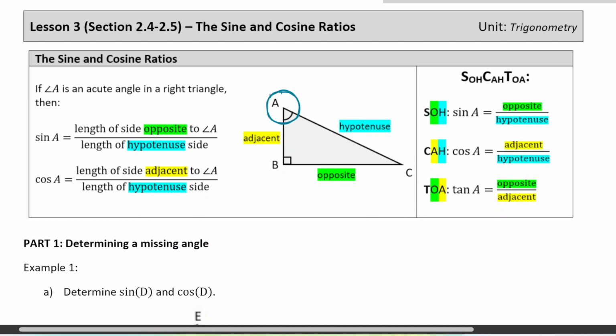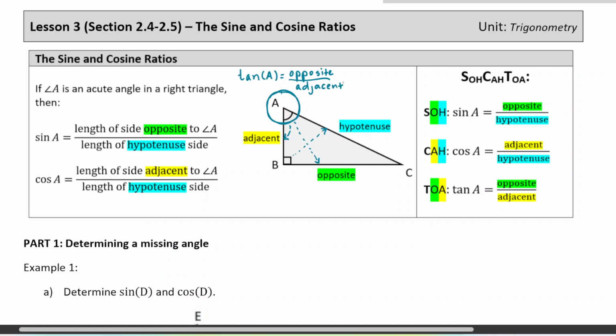So we still label the side that's opposite to angle A the opposite, and the side that's adjacent to angle A adjacent. Adjacent, again, remember, means right beside. And then the hypotenuse is the longest side, so it'll always be the one that's right across from the right angle. We call that the hypotenuse. Okay, so we already had that tangent of A is opposite over adjacent. So we saw that in the first two lessons.